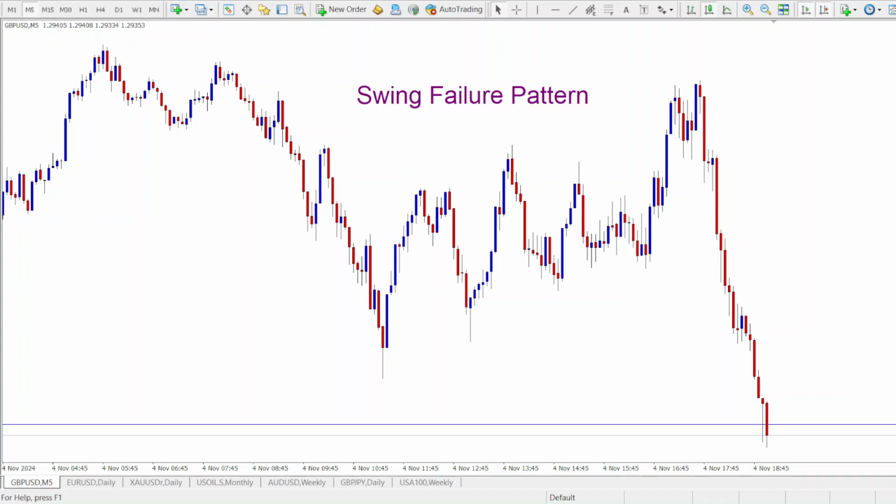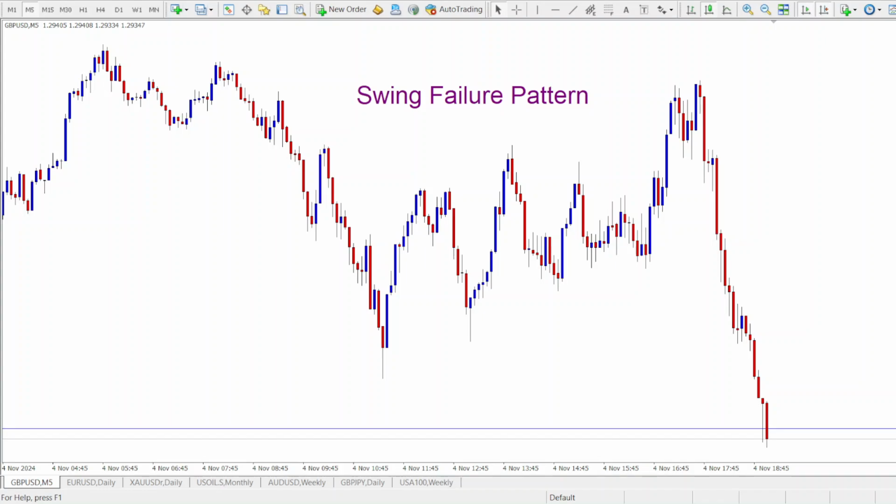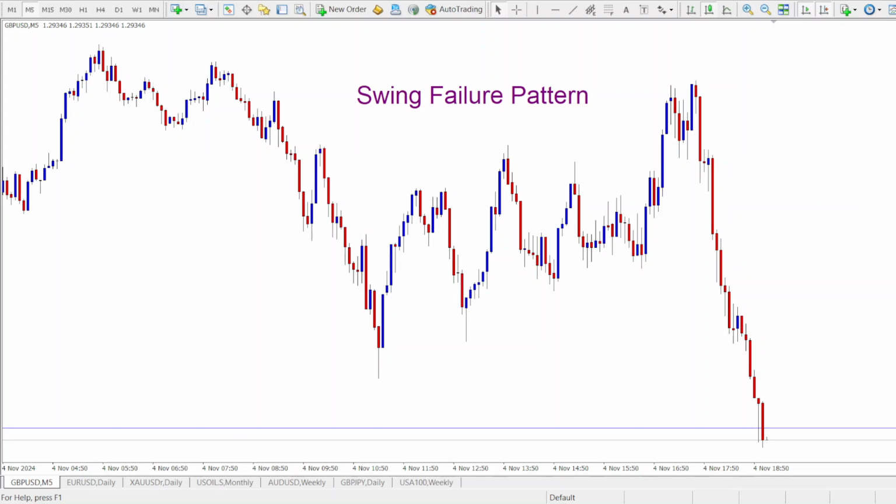All right, so let's start by defining what exactly a swing failure pattern is. In simple terms, an SFP is a reversal pattern that occurs when the price attempts to push beyond the previous high or low, but then quickly pulls back, failing to maintain the breakout. This failure often signals that the market is running out of steam and we might be in for a reversal. Now, imagine a situation where the market is testing a previous high. Buyers push the price upward and it seems like it might break out. But instead of continuing upwards, it pulls back. This is where the swing failure pattern appears.